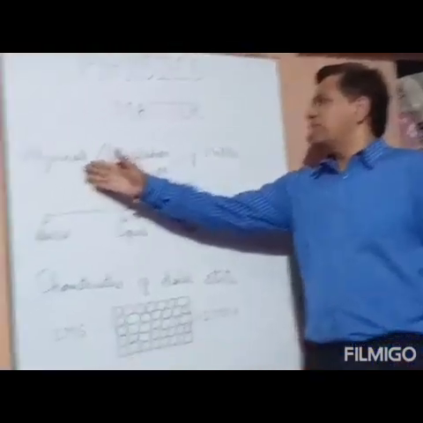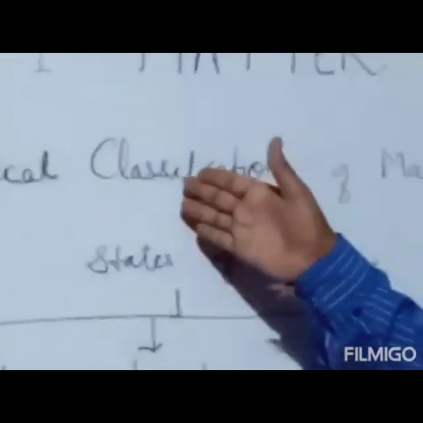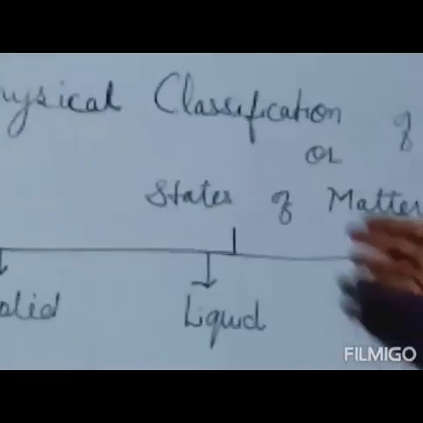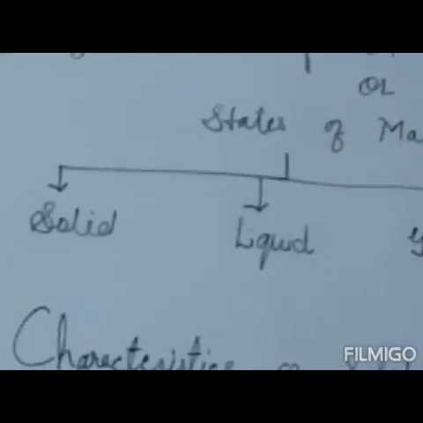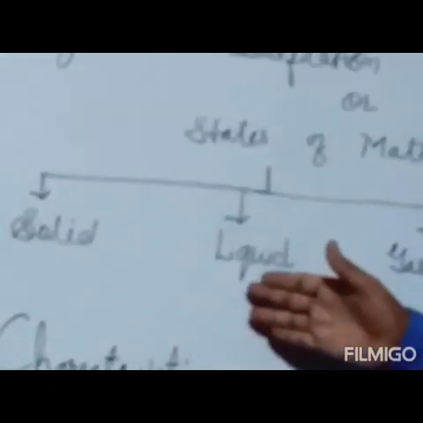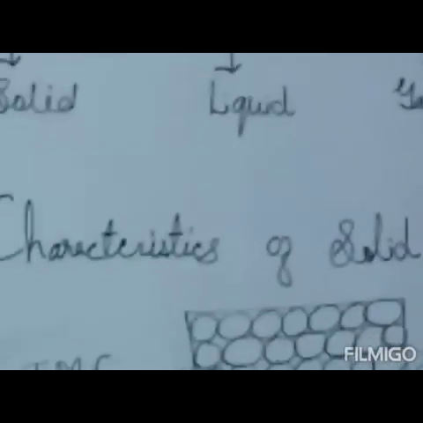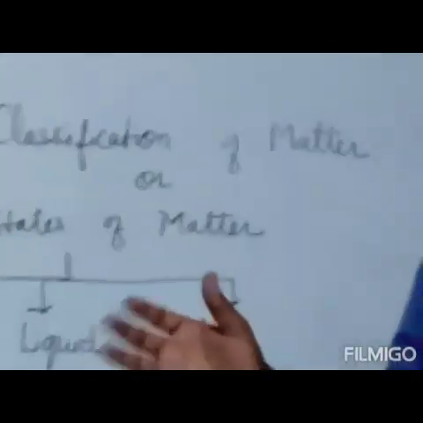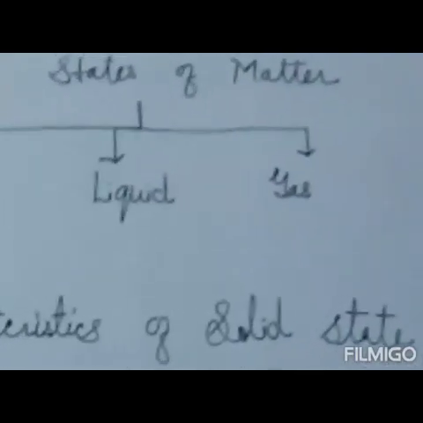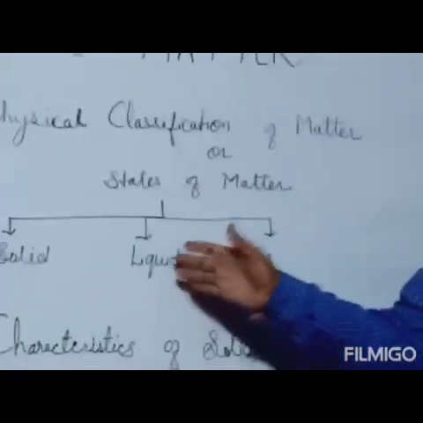My next topic is physical classification of matter, or states of matter. On the basis of physical classification, matter can be classified into three states. First, solid. Second, liquid. Third, gas. Two new states are also discovered, plasma and Bose-Einstein condensed state. But in our syllabus, we study the properties of solid, liquid and gas.